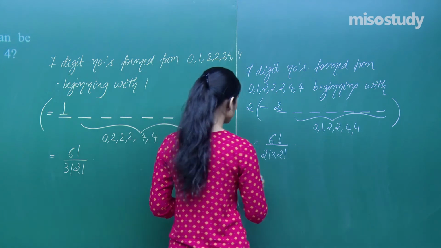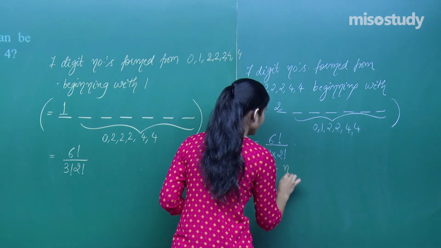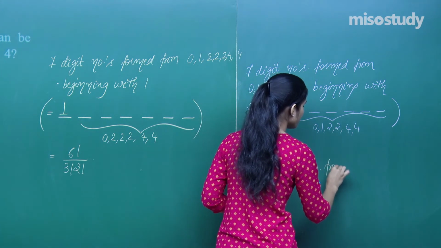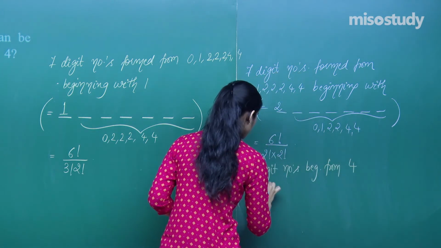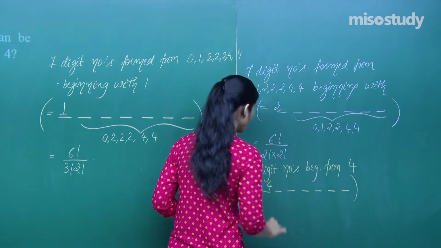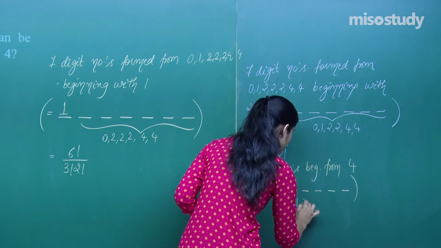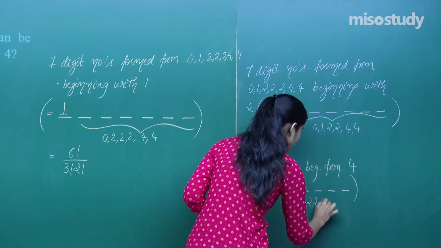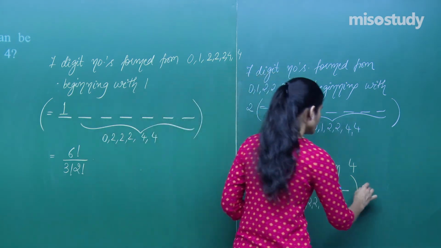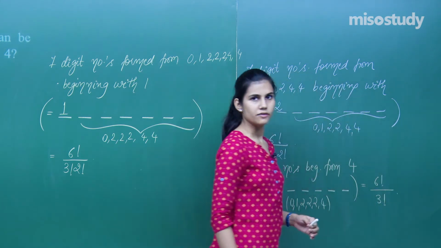And last is 7-digit numbers beginning from 4. That means now from 4 the numbers are going to start and you have 0, 1, 2, 2, 2 and 4. These are the available options to fill the rest of the 6 places. So this can be done in 6 factorial upon 3 factorial ways.